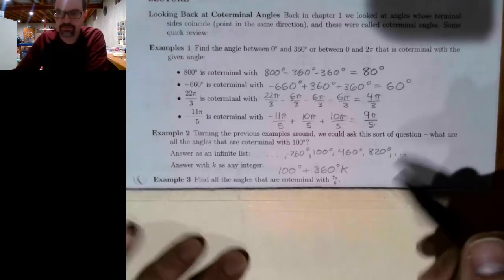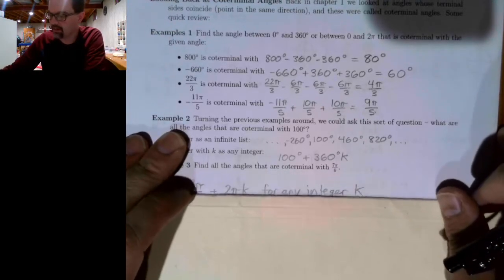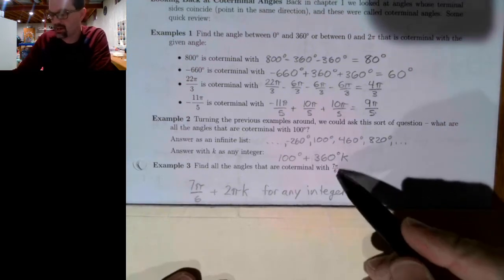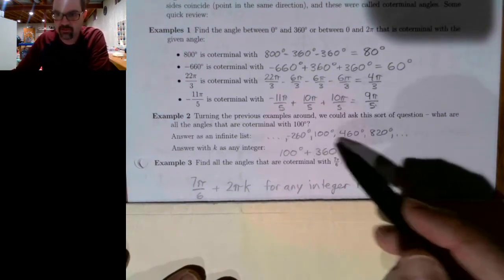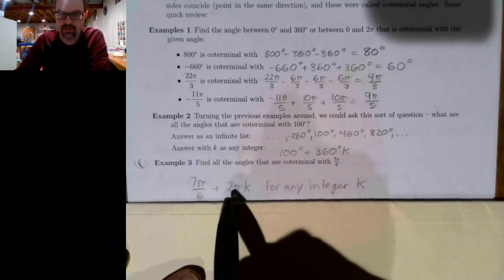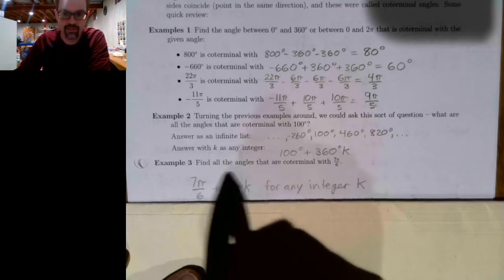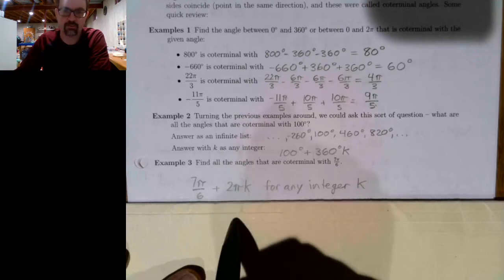Right? And similarly in radians, well, instead of 360s, it's 2 pi's. So all the angles that are coterminal with 7 pi over 6, you could make kind of an awkward list and have to come up with some examples, or you can just say 7 pi over 6, add any multiple of 2 pi, any integer multiple of 2 pi, and every single one on the list looks like one of these guys.